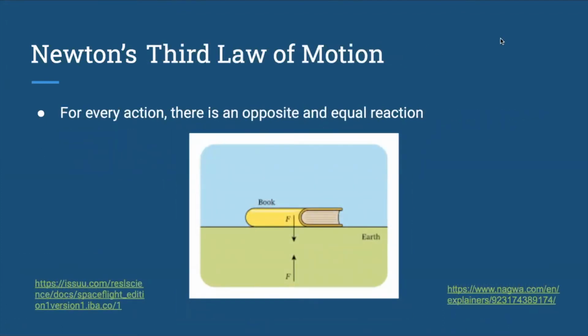Moving on to Newton's third law of motion, we have that for every action, there is an opposite and equal reaction. So basically, this means when the book is just sitting on the ground, it has the force of gravity being applied against it, and it actually has an equal and opposite force applied against it, pushing it the other way.